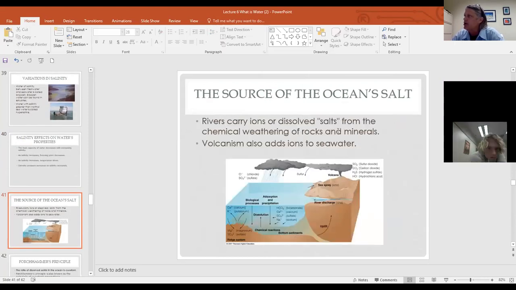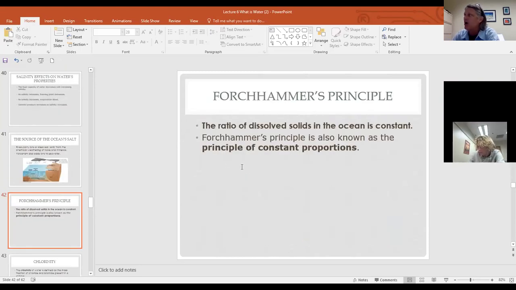Ions or salts are carried to the ocean by erosion, and also volcanism supplies the dissolved nutrients. Of course, the dissolved nutrients also precipitate out or are used in biological processes. So our ocean, having had billions of years, has reached equilibrium. And that is called Forchhammer's principle. We are in equilibrium now. That is, the ratio of dissolved salts is constant because it's being added at the same rate that it's being removed.